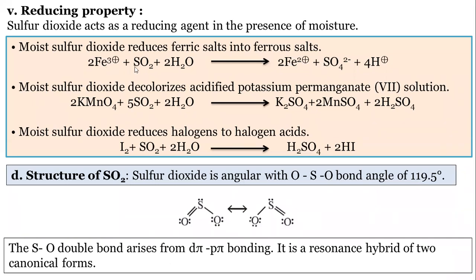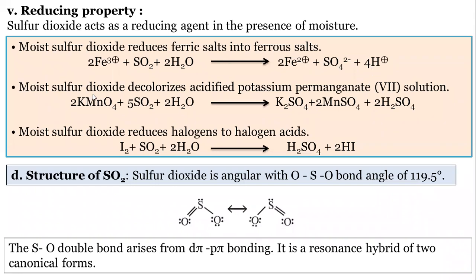So twice Fe3+ plus SO2. This SO2 acts as a reducing agent. It reduces this Fe3+ into Fe2+. When it acts as a reducing agent, it itself undergoes oxidation. So twice Fe3+ is converted into twice Fe2+ plus SO4 2- plus 4H+.